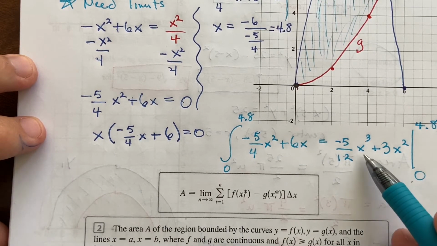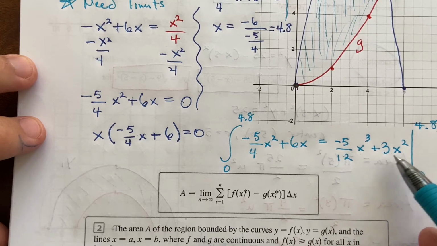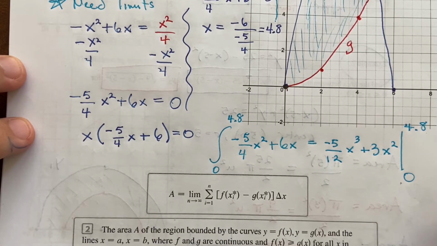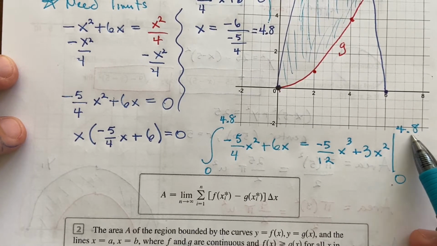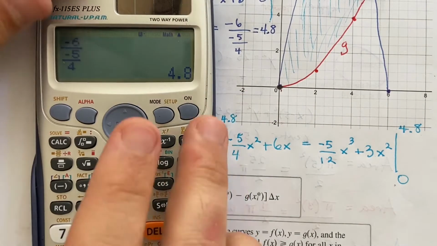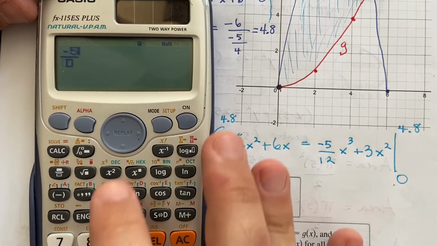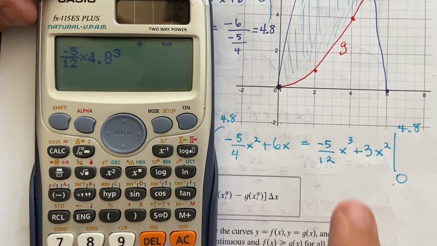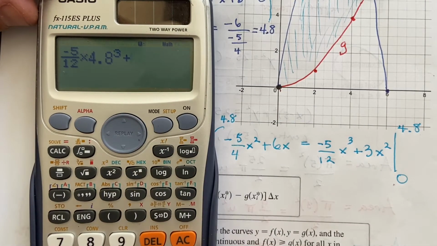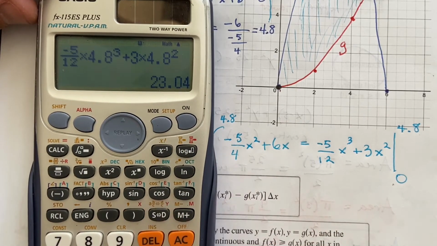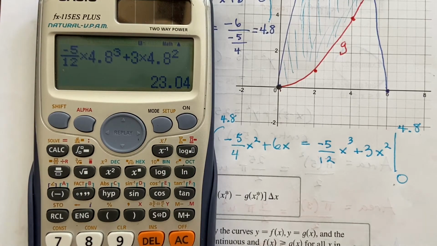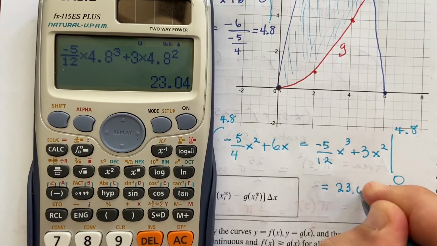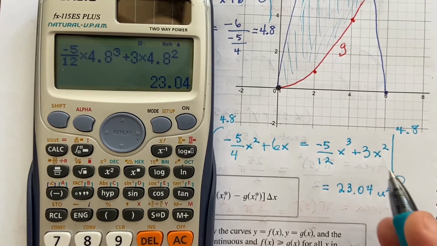Okay. Since everything involves x as a multiple, 0 is not going to produce anything. So what this now amounts to is evaluating at 4.8. So negative 5/12 times 4.8 cubed plus 3 times 4.8 squared. 23.04. And that would just be some square unit.